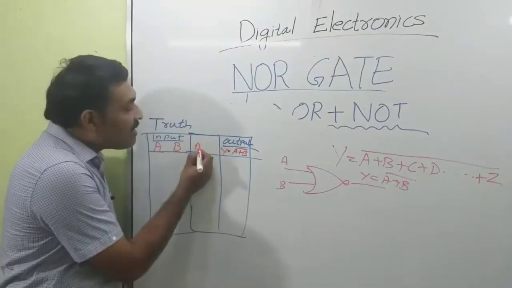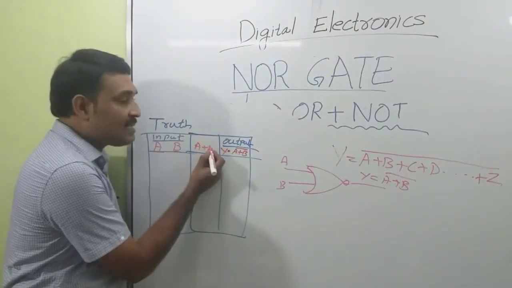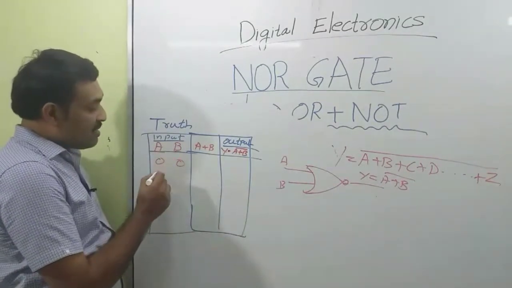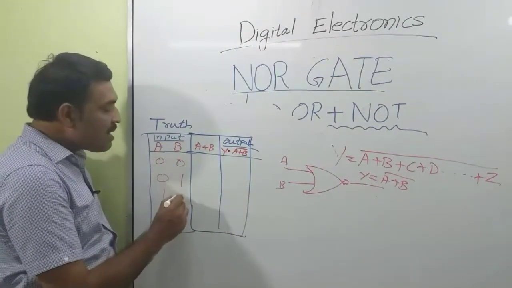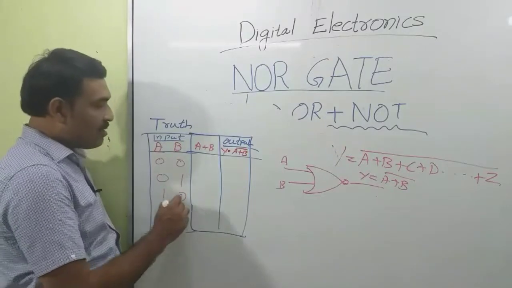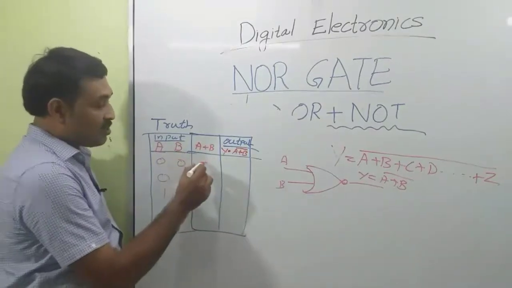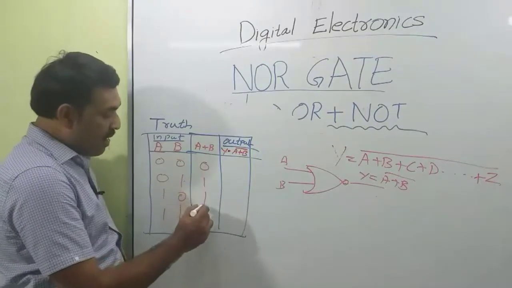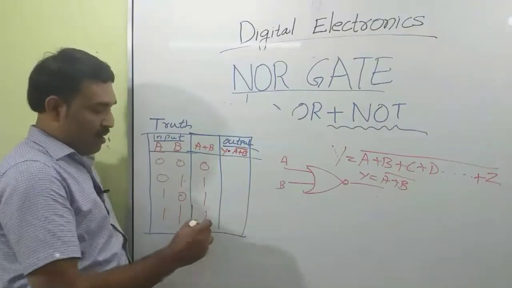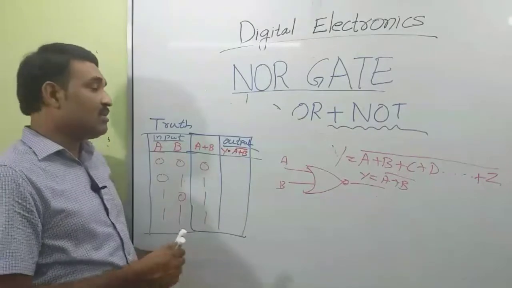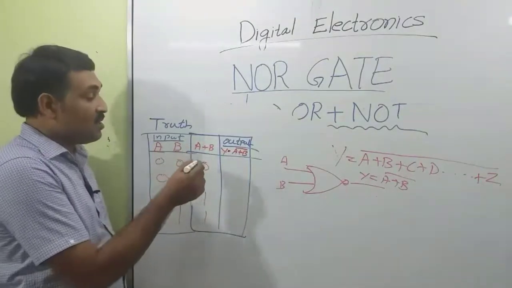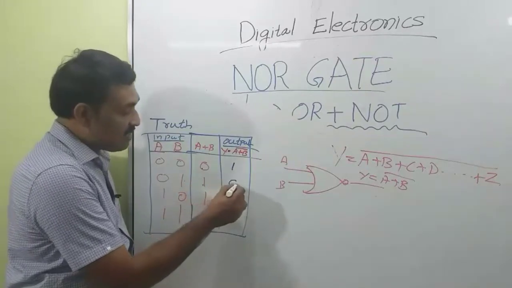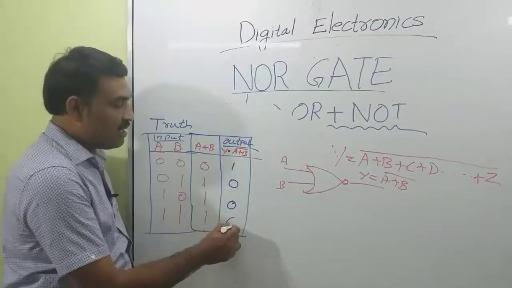Here I am writing the operation A plus B. Now the input is 0 0, 0 1, 1 0 and 1 1. So A plus B: 0 plus 0 is 0, 0 plus 1 is 1, 1 plus 0 is 1 and 1 plus 1 is 1. Now we can write the output, that is the complement of A plus B. So the complement of 0 is 1, the complement of 1 is 0, 0, 0.